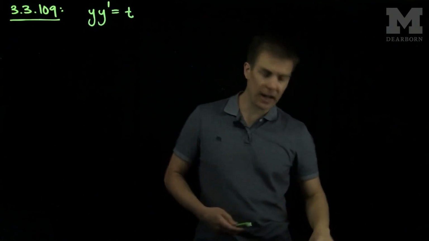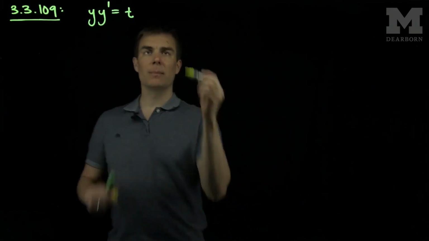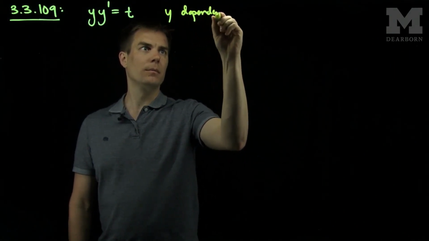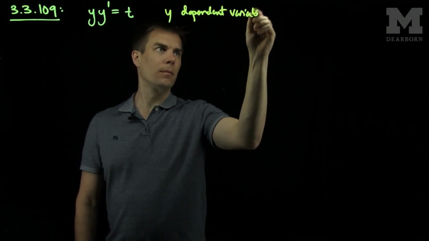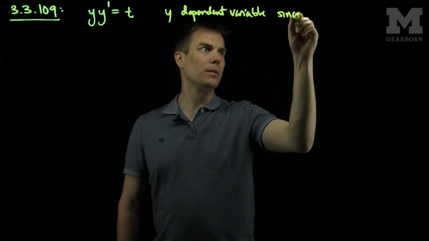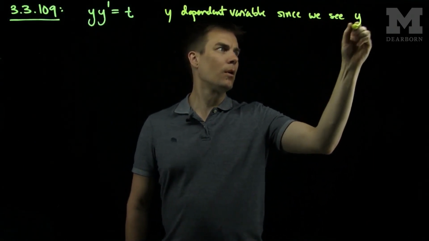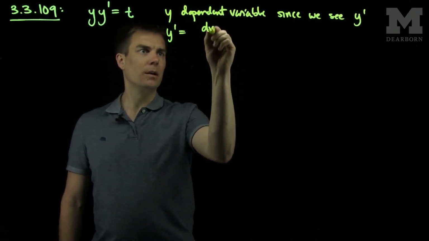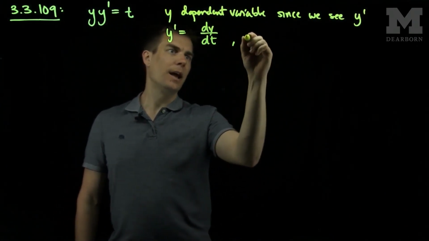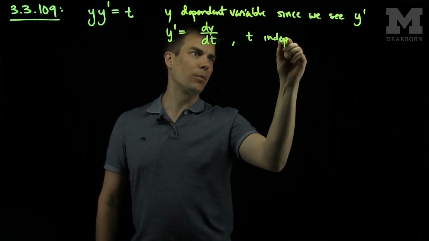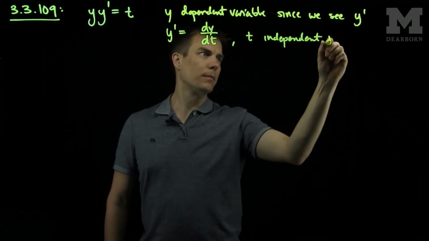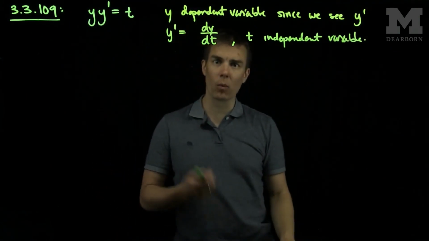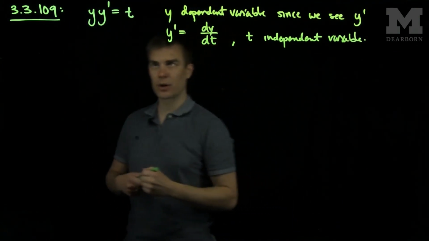It's important to understand the context of this problem. In the context of this problem, y is the dependent variable, since we see a y prime term. Therefore, y prime will be dy dt, as t is the independent variable in the problem. So our final answer should involve y's, t's, and a constant of integration.